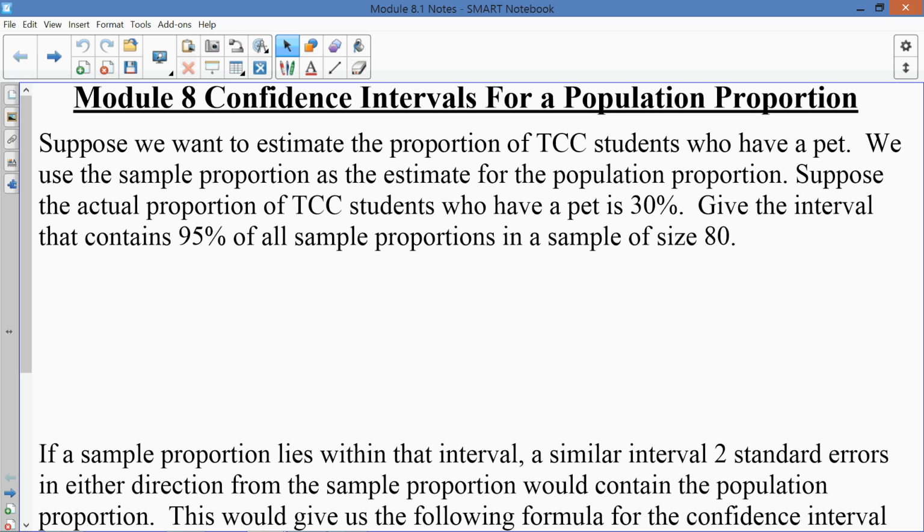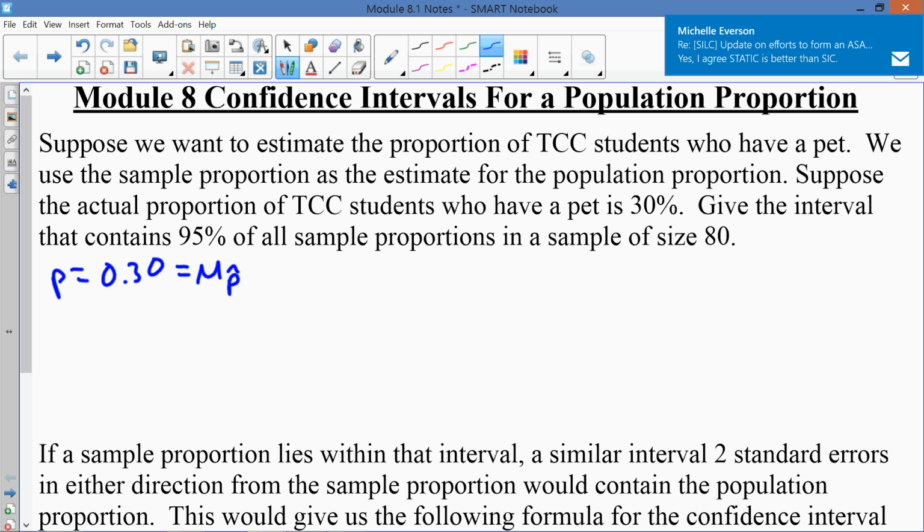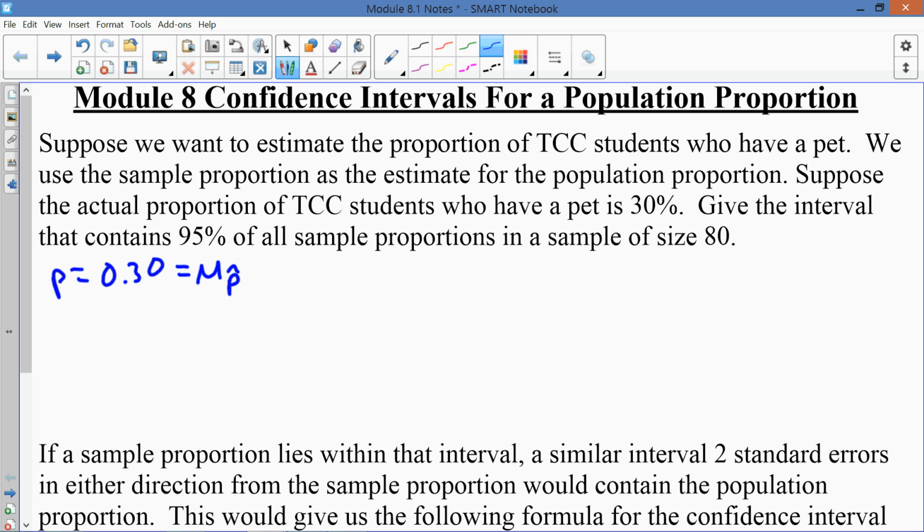So we're going to start off with an example that says, suppose the actual proportion of TCC students who have a pet is 30%. That's our parameter, p. So we have that p equals 0.30, which is the mean of our p hats. And we don't know what our p hat is because we haven't taken our sample yet, but we're going to do a sample of size 80.